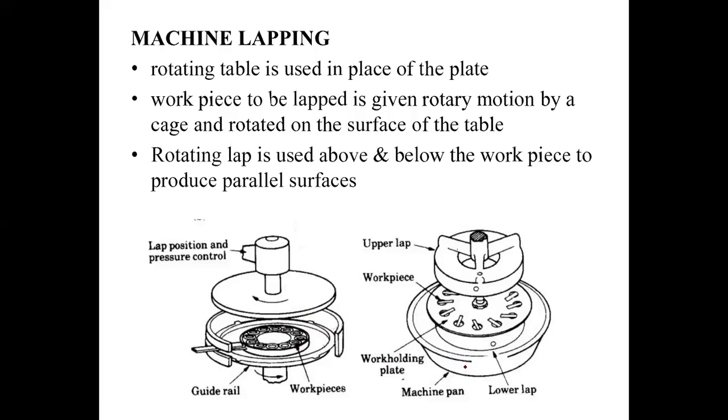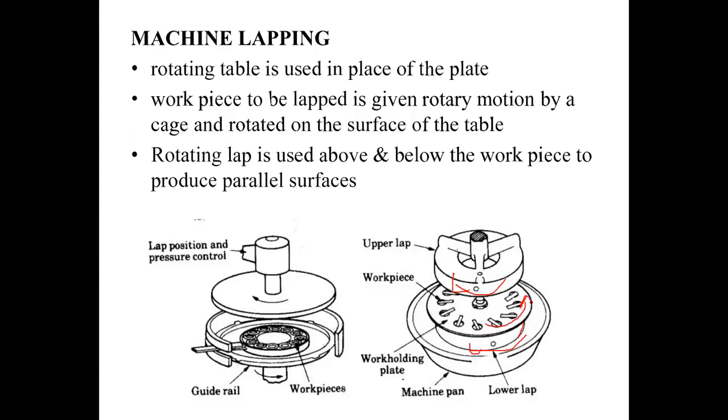So here also, this is a lower lap as well as the upper lap, and this is a workpiece, right? You can keep the workpiece in this, and when you're rotating top and bottom, the abrasive particles between the lap tool and the workpiece try to remove material from the surface. The workpiece to be lapped is given a rotary motion by a cage and rotates on the surface of the table. So this is giving some kind of rotary motion. This workpiece may be stationary, or the workpiece may rotate in the other direction.